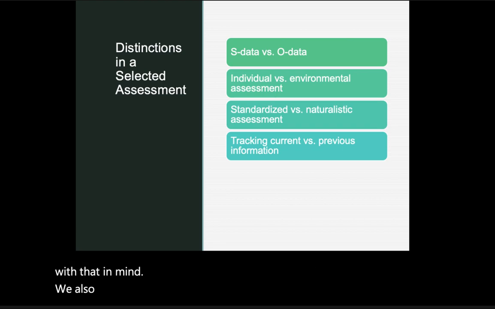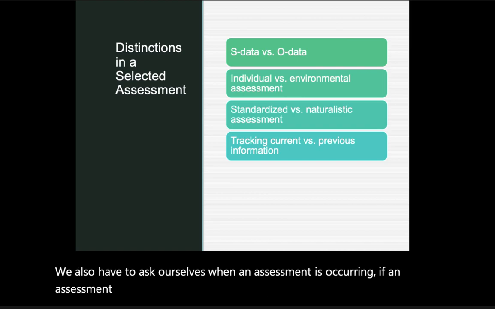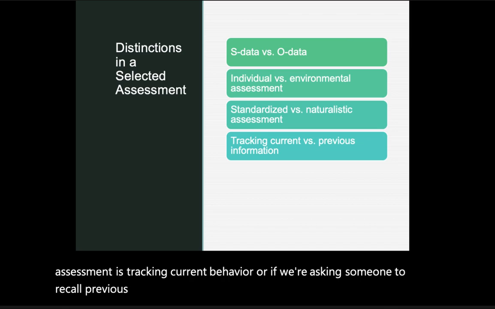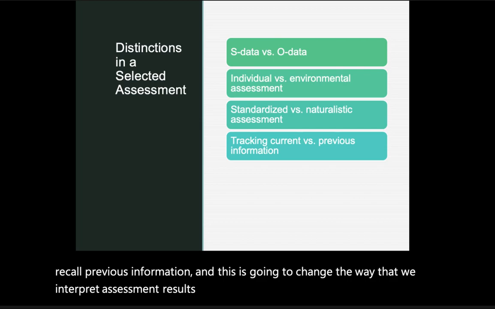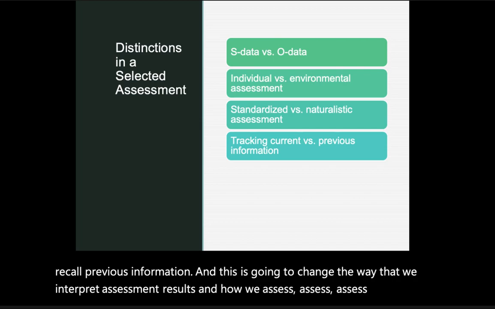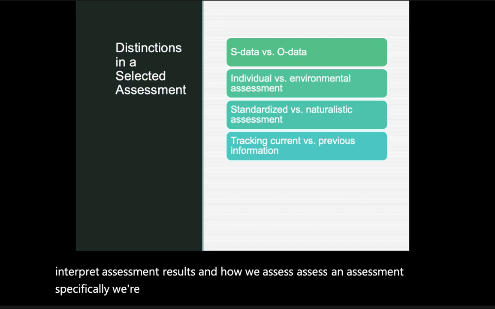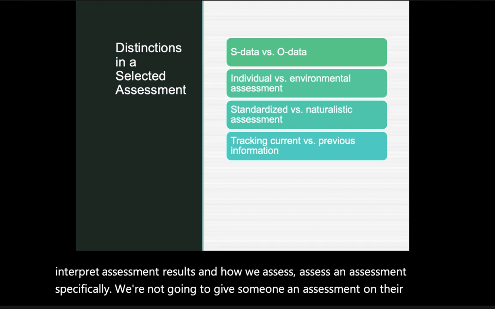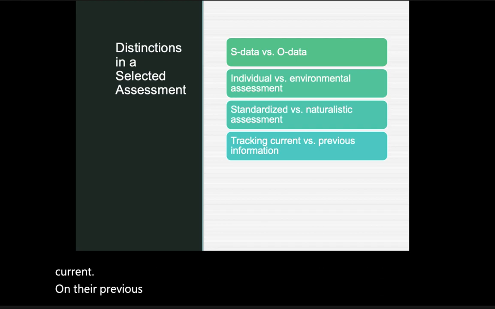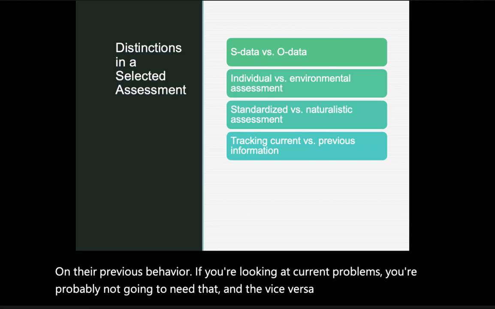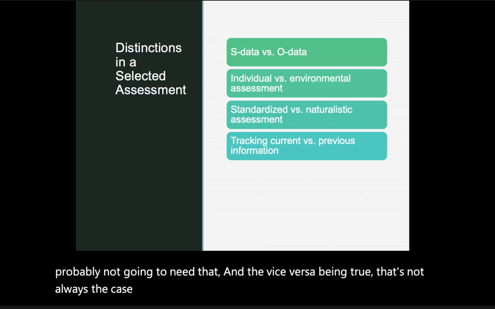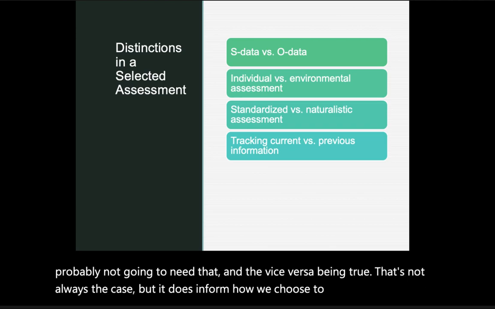We also have to ask ourselves when an assessment is occurring. If an assessment is tracking current behavior or if we're asking someone to recall previous information. And this is going to change the way that we interpret assessment results and how we assess an assessment specifically. We're not going to give someone an assessment on their previous behavior if you're looking at current problems. You're probably not going to need that, and the vice versa being true. That's not always the case, but it does inform how we choose to assess information.